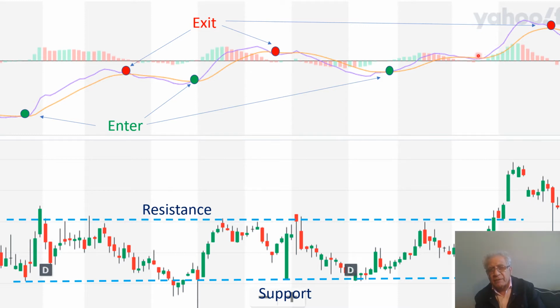You see that the size of a histogram bar is getting larger and larger and larger until here that you get the maximum. So you can exit the market here after that you don't lose money. So you can use price action, you can use MACD indicators, in order to find out exactly where you can enter and exit the market and make money.